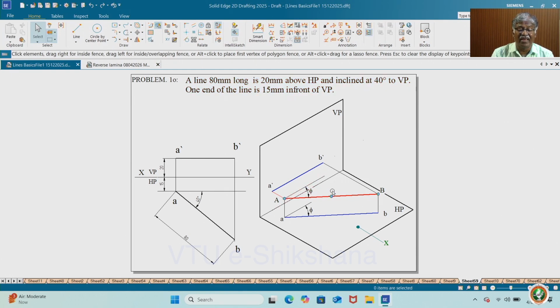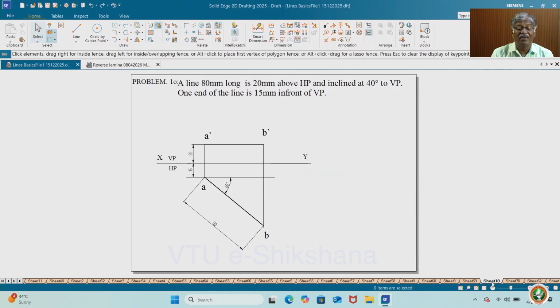That means the line is parallel to HP. That's why the line is true length here, that is AB is true length. Since it is parallel to HP, you will get true length, and the corresponding front view is apparent length. A dash B dash is apparent length and AB is true length. The original line is AB in space. Okay. Next comes the problem.